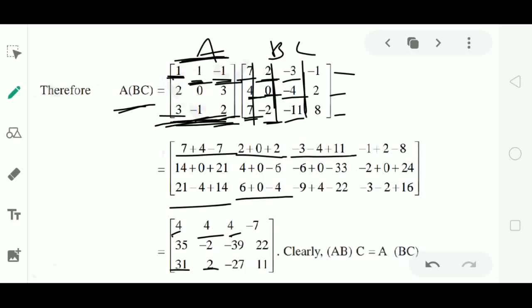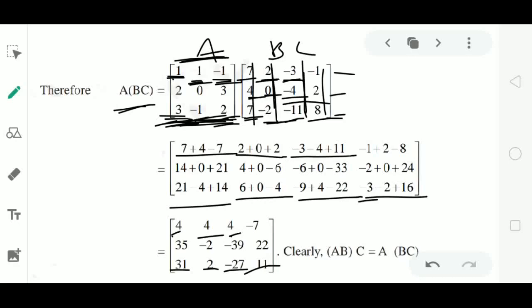Third row, third column: 3 into minus 3 plus minus 1 into minus 4 plus 2 into minus 11, which is minus 9 plus 4 minus 22, equal to minus 27. Third row, fourth column: 3 into minus 1, minus 1 into 2, 2 into 8, that is minus 3 minus 2 plus 16, which is 11. So this is matrix A into BC.